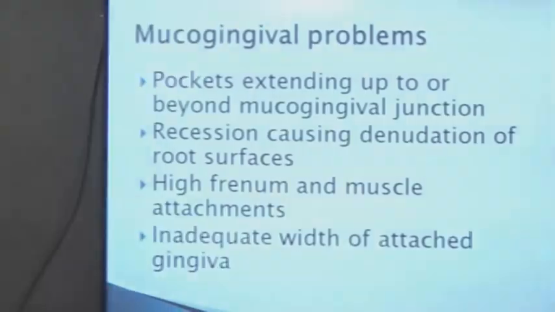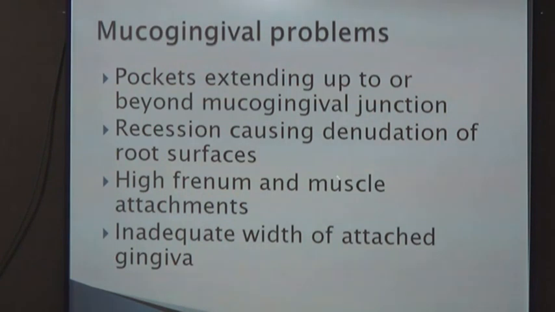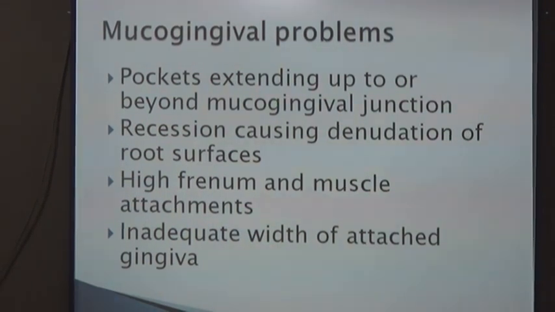That's why I told you when there is an inadequate width of attached gingiva, we will increase the width by means of vestibuloplasty, and for frenum and muscle attachment we will do frenectomy or frenotomy according to the condition. When the recession causes denudation of the root surfaces, we will do a lateral reposition flap or free gingival graft, otherwise a subepithelial connective tissue graft to cover the denuded root surface. For a pocket extending up to or beyond the mucogingival junction, sometimes we even do the coronally repositioned flap, very rarely.